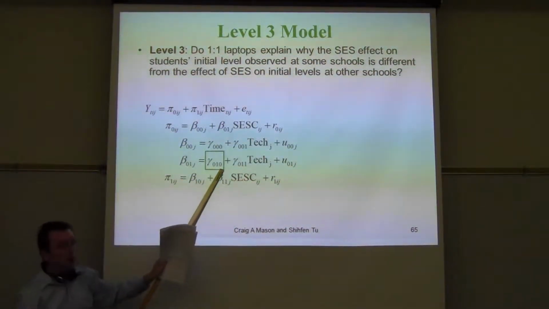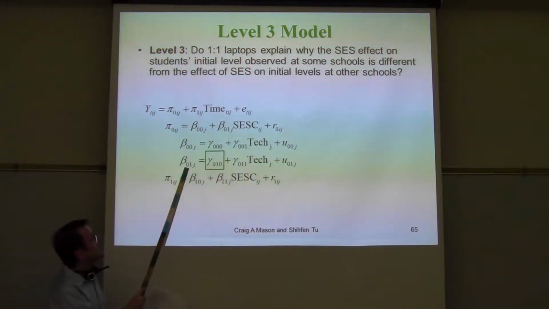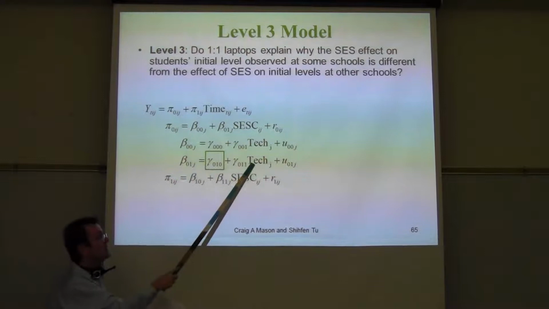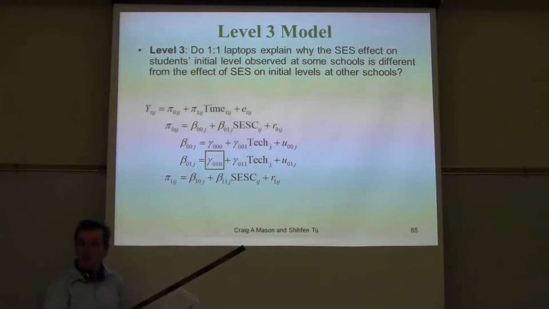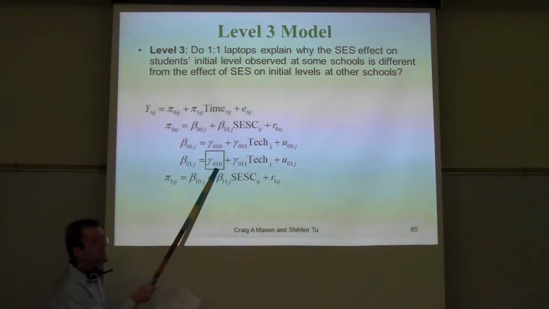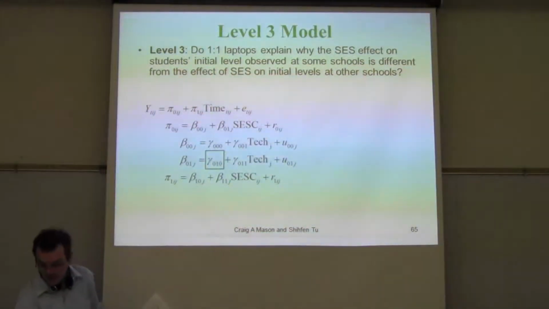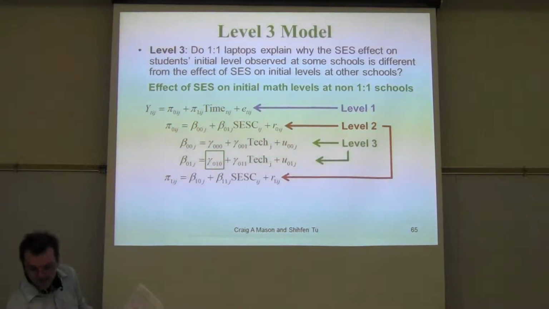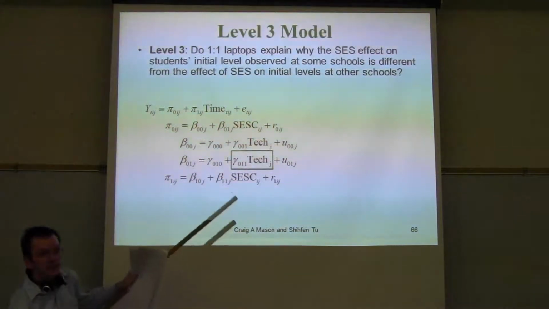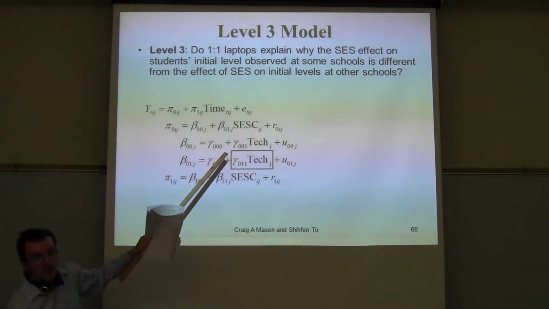Gamma 0, 1, 0 is, well, that's the predicted SES effect on initial levels when tech is equal to 0. When's tech equal to 0? The non-laptop schools. So gamma 0, 1, 0 is the SES effect in the non-laptop schools. In the non-one-to-one schools. I should do the slides first because in case I say it wrong, it's nice. It feels good to see it's confirming what I've just said when I do that.